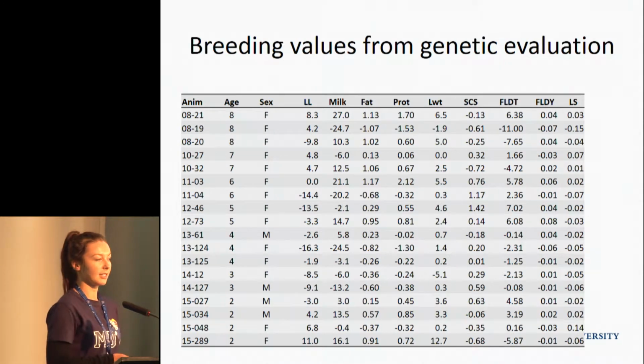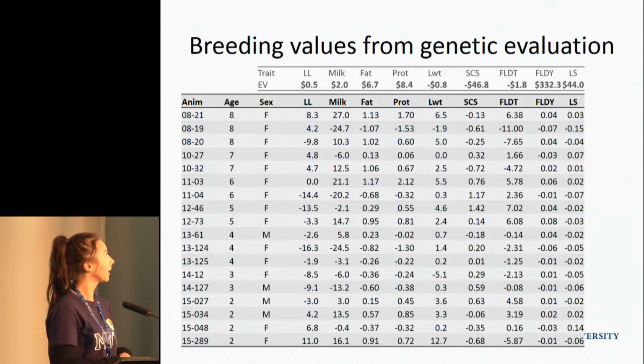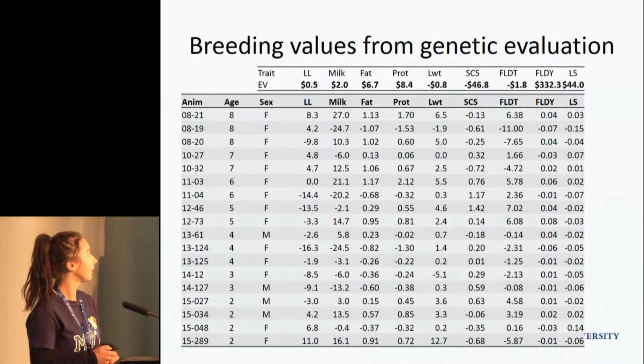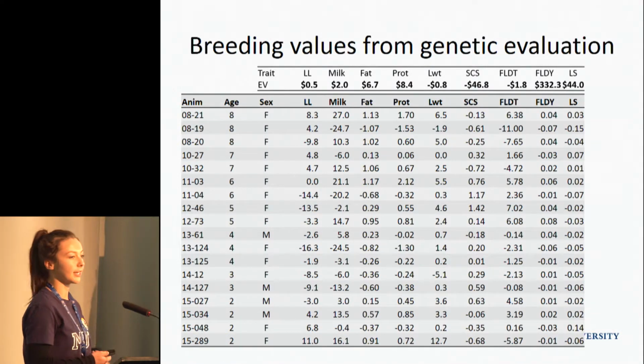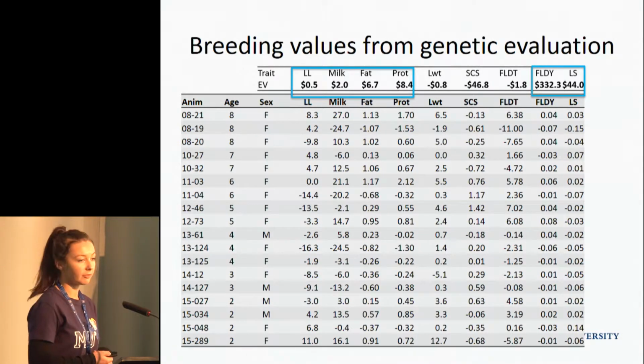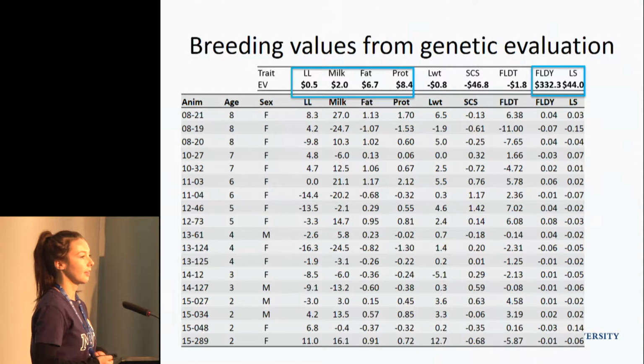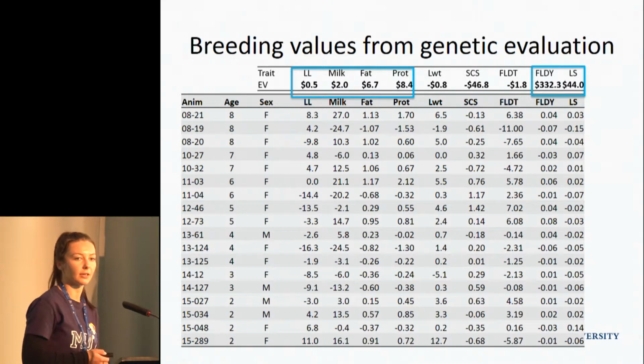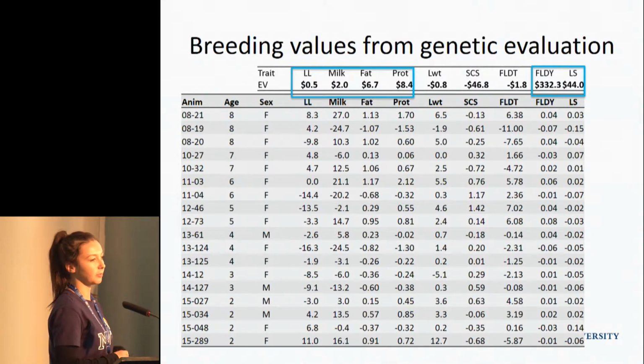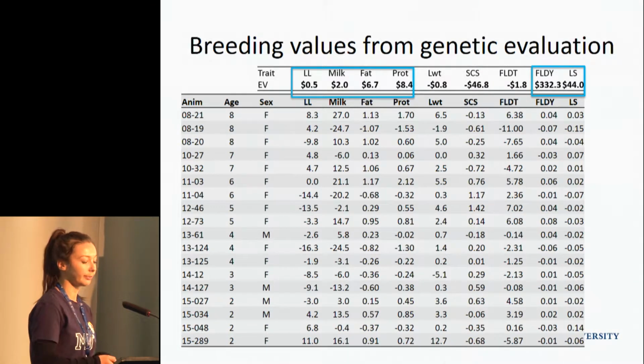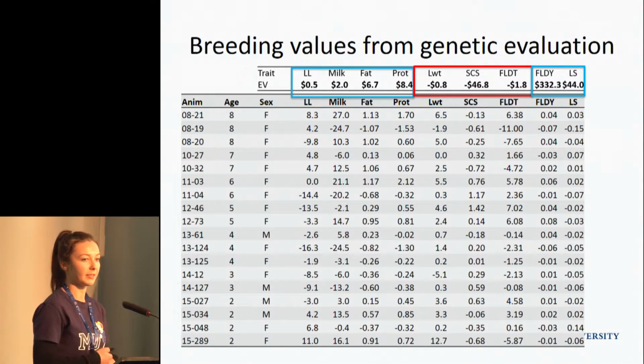So the selection index can be calculated with economic values. Here I have the economic value of all the traits in the selection index. You will see that some have positive values, such as lactation length, fat yield, protein yield, milk yield, first letdown yield, and litter size. These are positive because these are the traits we wish to improve. However, some also have negative values.